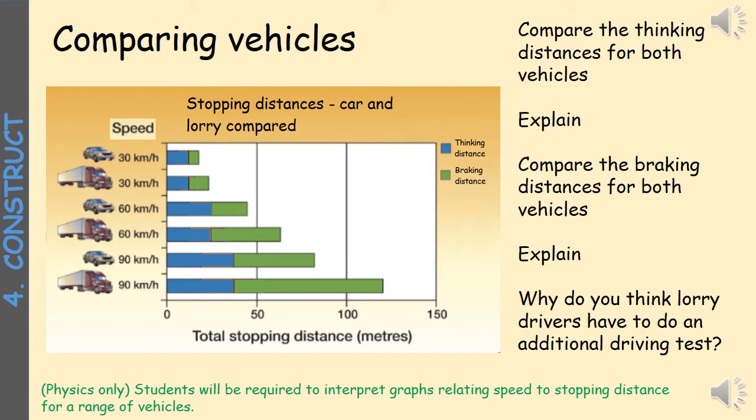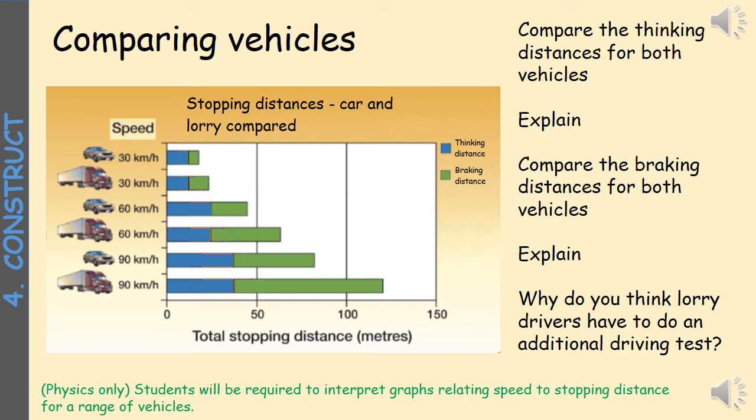So this will be for physics students only. To have a look at a graph, something like this, and to make some conclusions, to make some comparisons. So first of all, I've asked you to compare the thinking distance for both a car and a lorry, and to explain those. Then to compare the braking distances and explain. And then a final question there asking, why do you think lorry drivers have to do an additional driving test? So pause the video here, have a go at those questions, and then I'll go through some answers with you.